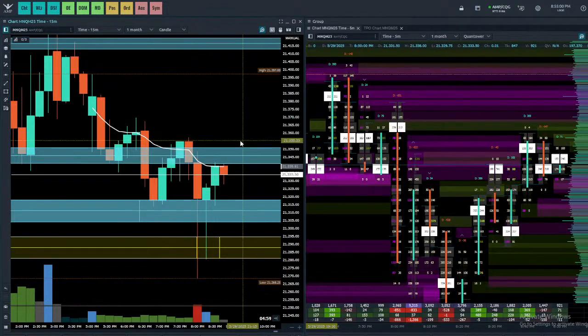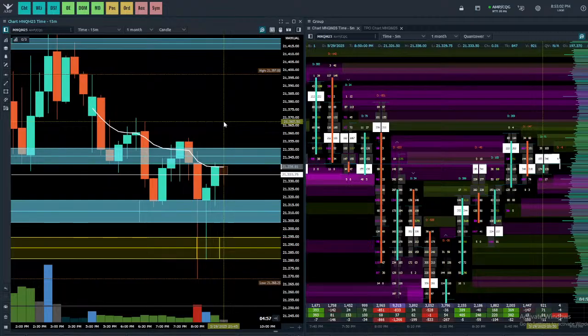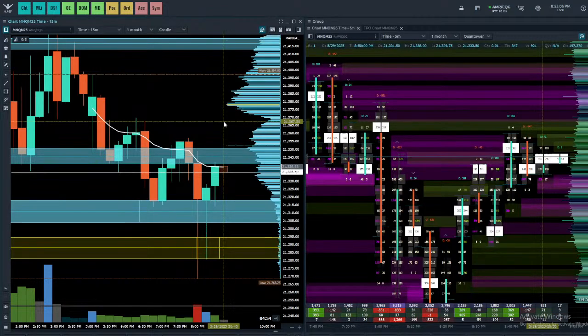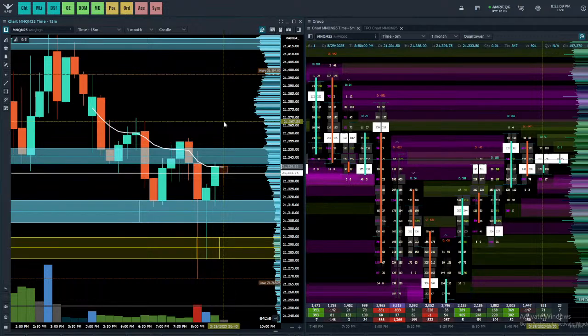Yeah, so far so good. I like the AMD strategy. I like using the volume profiles and stuff. I'm actually grasping the understanding of where price wants to go.